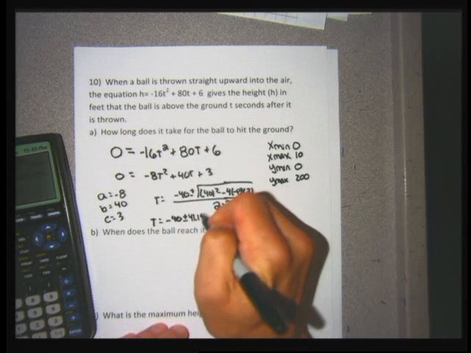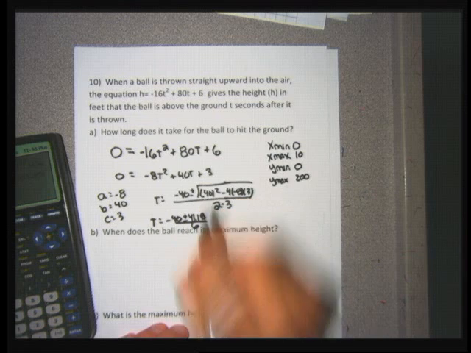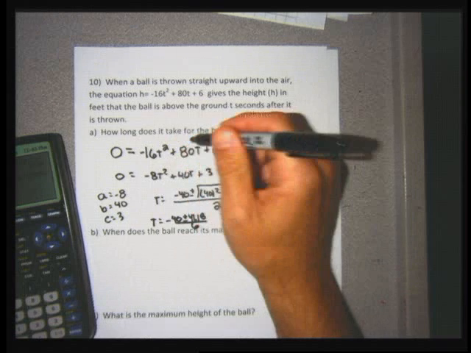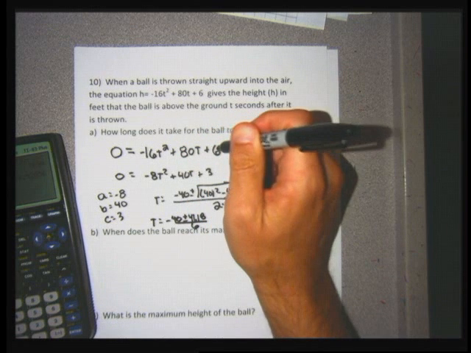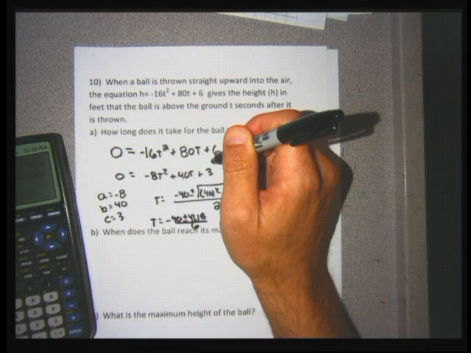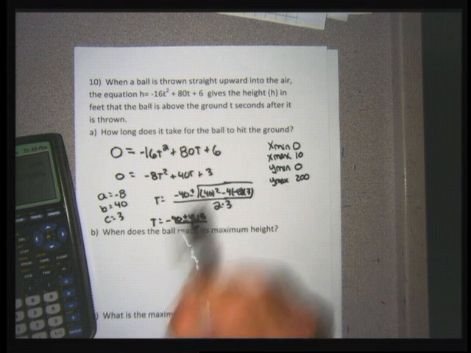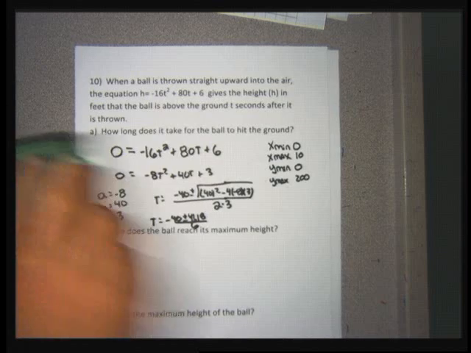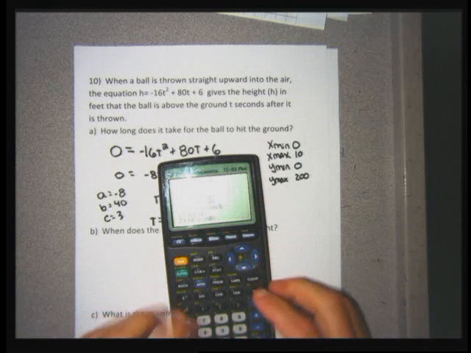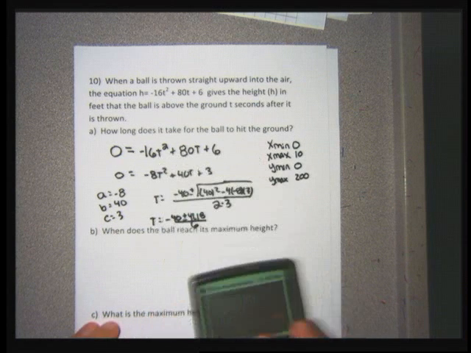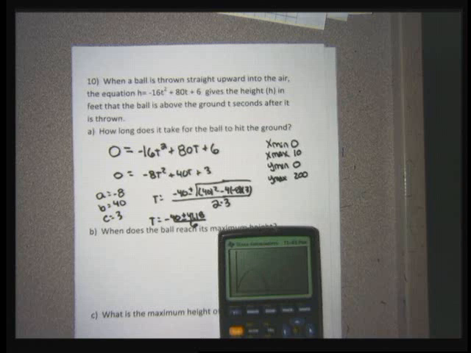Over 6. I'm worried about this. I'm going to recalibrate to make sure I haven't messed up. 16 divided by 2 is 8. 80 divided by 2 is 40. 6 divided by 2 is 3. Negative 40 plus or minus the square root of 40 squared minus 4 times 8 times 3. Checking the graph and second calc value, 5 seems reasonable. I'm thinking I made a mistake somewhere here. Let me see if I can find it real quickly before I say something.